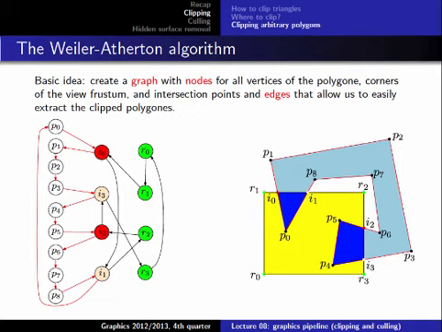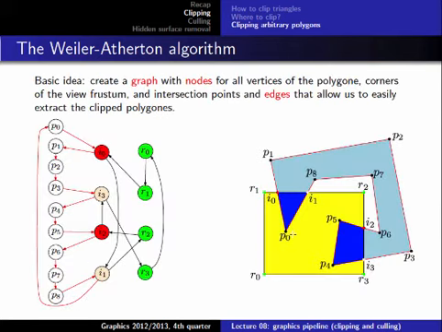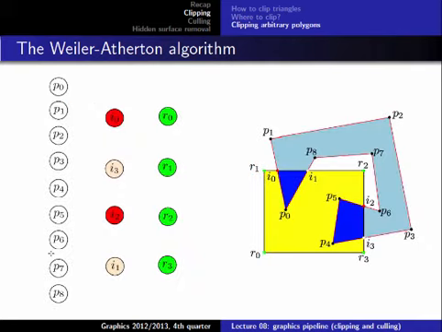So let's start here. Yeah, so the Weiler-Atherton algorithm, the basic idea of that is that we create a graph that represents our clipping area and our polygons in a way that we can very easily extract these clipped polygons from the graph. So what we do is we create a graph that represents the polygon. So we start by making a graph that contains polygon vertices. So for each vertex of the polygon, P0 to P8, we have a vertex here. That is the white ones here, P0 to P8.